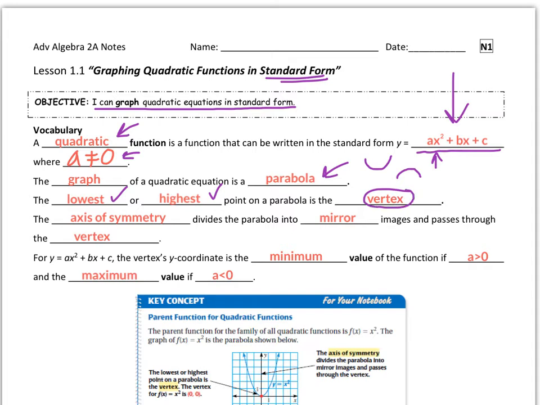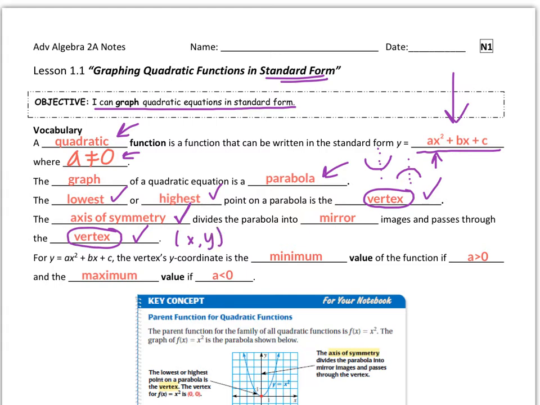The vertex can be calculated, and we're going to be working on that to get a solution for the vertex, as well as the axis of symmetry. Now the axis of symmetry is going to divide the parabola into mirror images. So we already know that it's a symmetric shape, so we're going to find that axis of symmetry where we could fold the parabola in half so that it lines up on itself. Now this axis of symmetry does pass through the vertex. So once we know what the axis of symmetry is, we can calculate the vertex, and that is 2 points, an x value as well as a y value, because it's either the lowest or the highest point on the parabola.